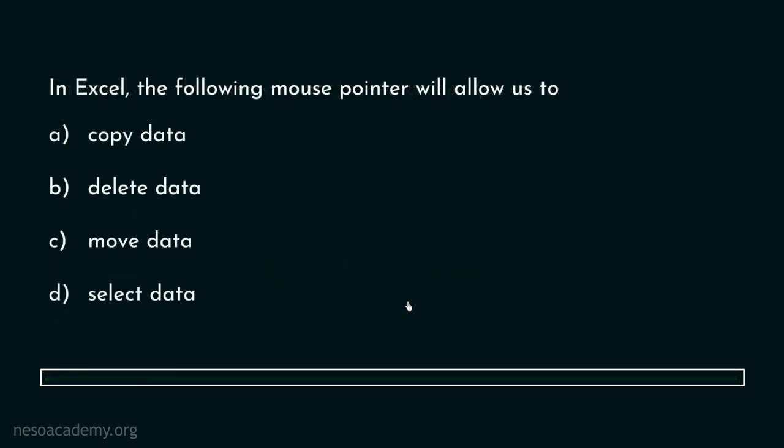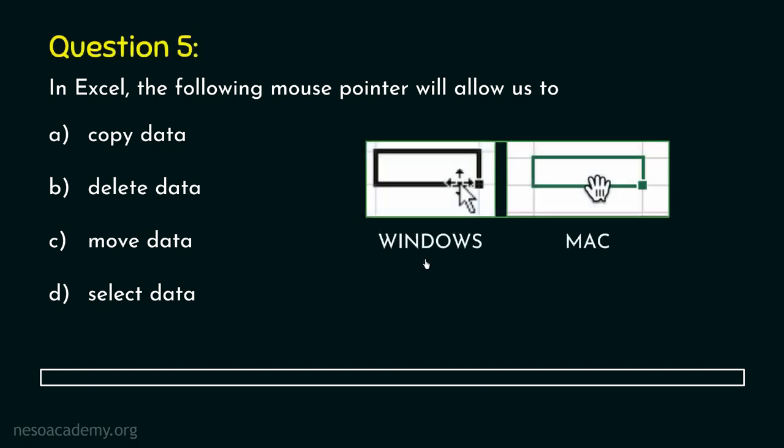Now comes the fifth question of this quiz on your screen, and you again have 15 seconds to solve this question. So your time starts now. Time up. And the answer to this question is option C, move data.